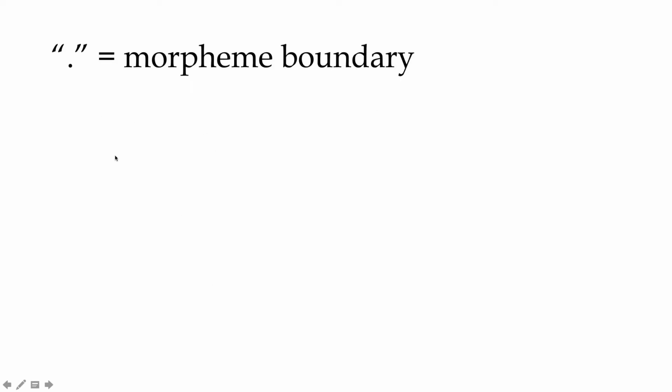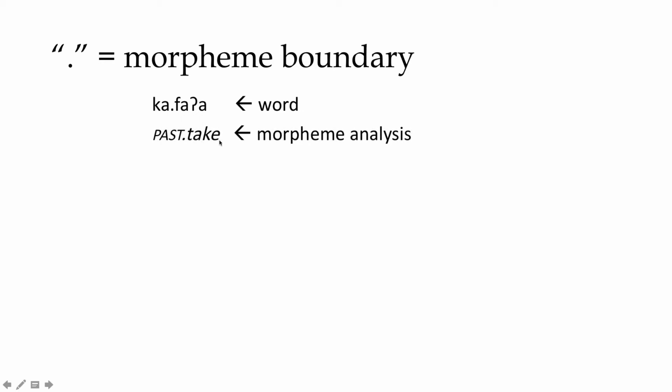When we're doing these sort of morphological analysis, we can use this dot to mean a morpheme boundary. When we're talking about phonemes or phonetics, the dot meant a syllable boundary for an unstressed syllable, but in morphological analysis, it means a morpheme boundary. So ka, fa, a was the word we saw from Masatek. I would put this there. The fact that fa, a means take, I do here.